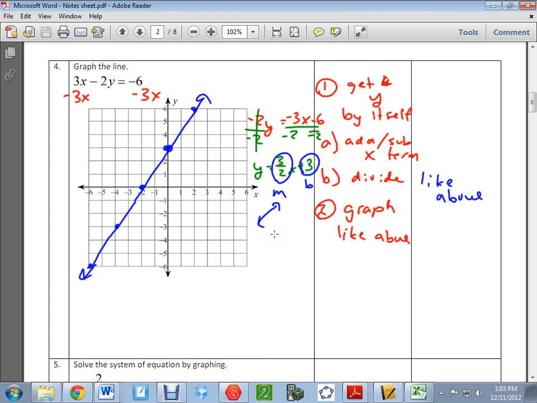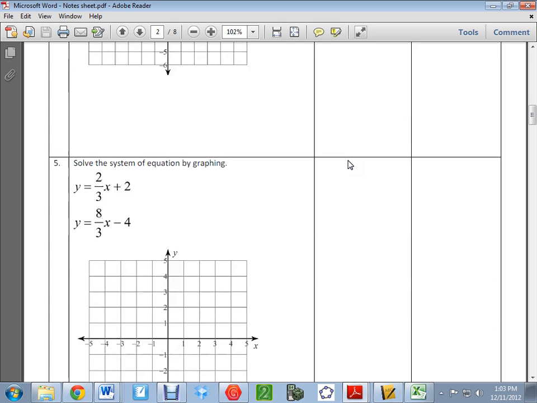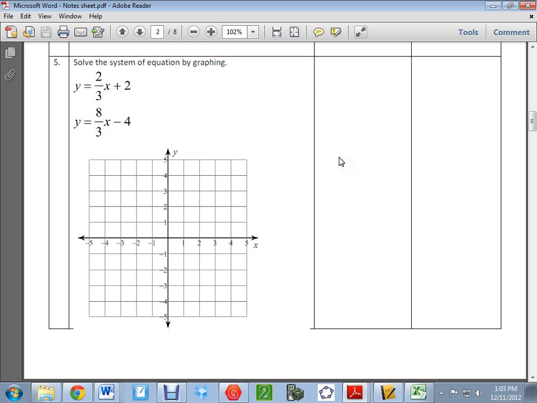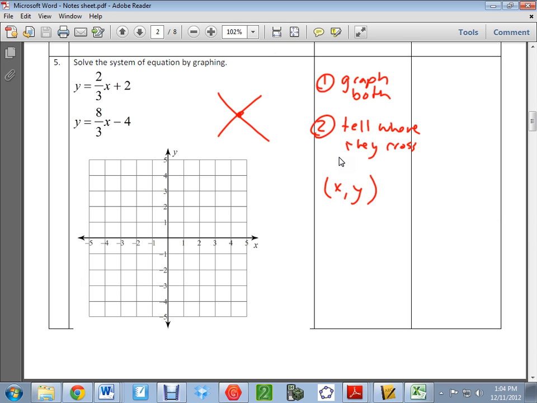Okay. So we're going to go ahead and go on to number 5. It says to solve the system of equations by graphing. Now, a system of equations is whenever you're having two lines that are going to cross somewhere. We want to know where they're going to be at the same spot at the same time. So the first thing we want to do is graph both. The second thing we want to do is tell where they cross. In order to do that, we need to list the point in an XY format. This is what the answer is going to look like. So we graph both lines, and then we tell where they cross.